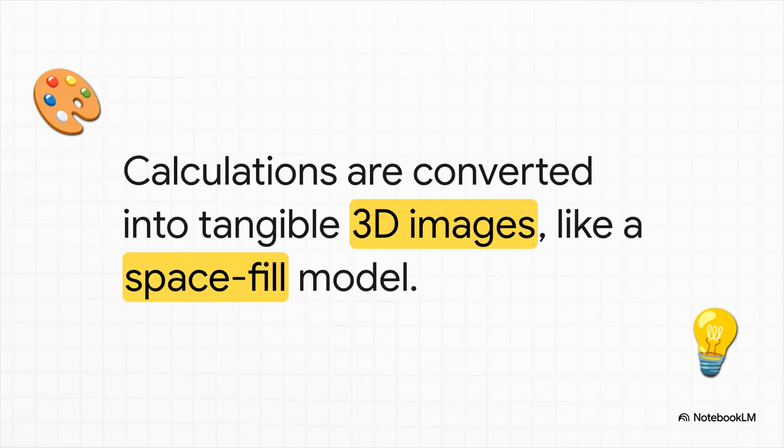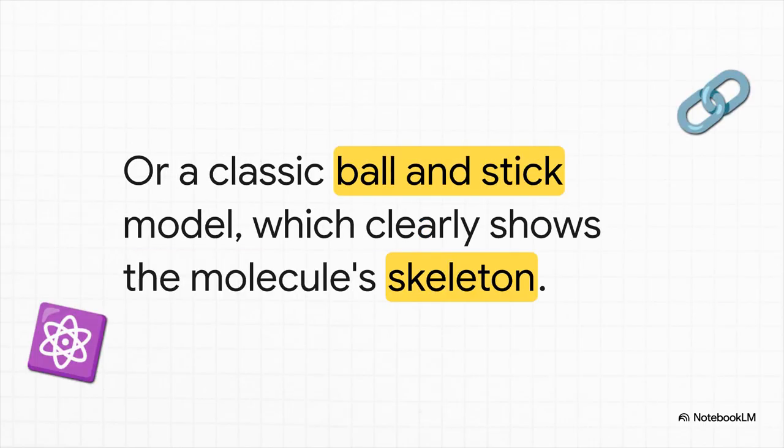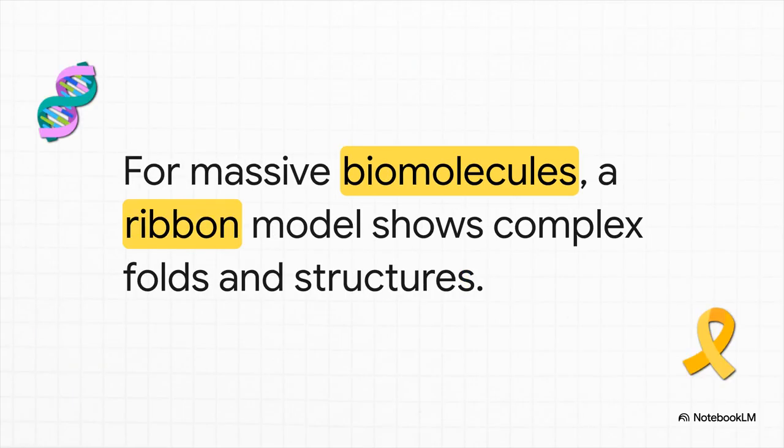And, after all those intense calculations, all that abstract data doesn't just stay on a spreadsheet. No, it gets turned into these beautiful, tangible 3D images, like a space-filling model, which really shows you the volume each atom takes up. Or maybe you prefer the classic ball and stick model, which gives you a really clear view of the molecule's skeleton and how it's all connected. And for those gigantic biomolecules, we often use a ribbon model. It's perfect for tracing the complex twists and turns that give a protein its unique function.